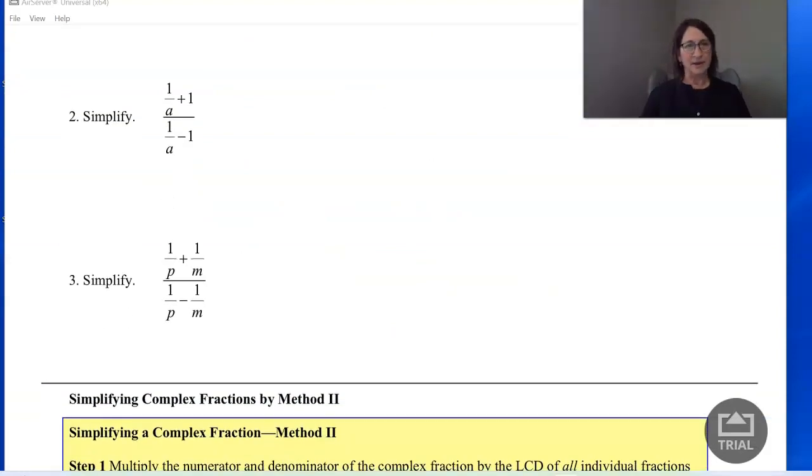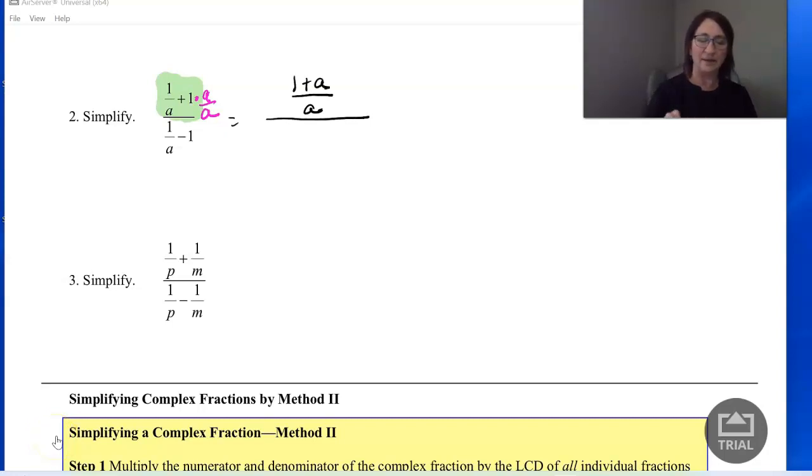All right, let's look at number 2. So the first thing I want to do is create a common denominator in this numerator, in the green part. So I'm going to do that by multiplying that 1 by a over a. So now this is going to become, I bring over my common denominator of a, so that's going to be 1 plus a, because 1 times a is just a. Now let's do the same thing in the bottom, in the yellow shaded part. And so I'm going to multiply that 1 by the same thing. That's like 1 over 1, so I'm going to do a over a. And so I bring over my common denominator of a, and I subtract 1 minus a, okay?